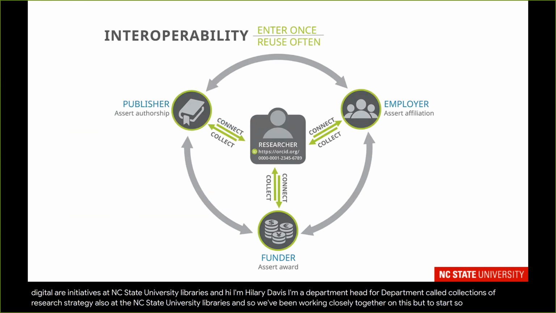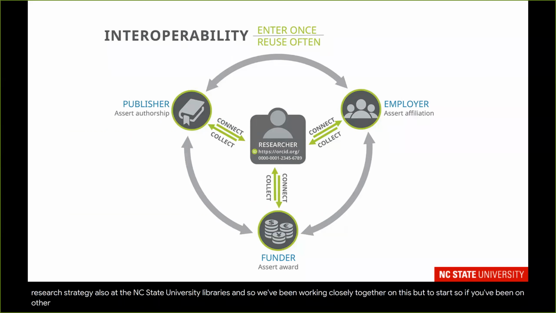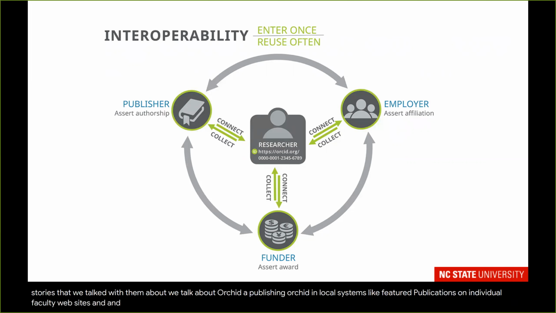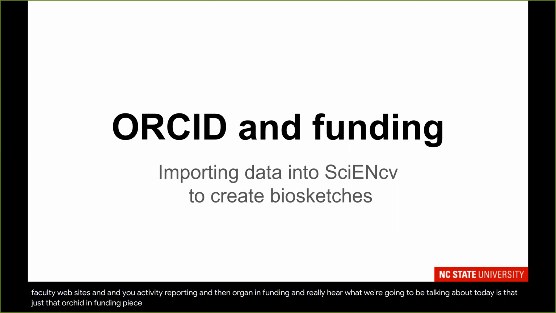But to start, if you've been on other ORCID calls or presentations, you've probably seen this image before. When we talk to researchers, these are three of the stories that we talk with them about. We talk about ORCID in publishing, ORCID in local systems like featured publications on individual faculty websites and annual activity reporting, and then ORCID in funding. And really here, what we're going to be talking about today is just that ORCID in funding piece. So we're going to focus on just the one story about ORCID in funding and how we're providing support.